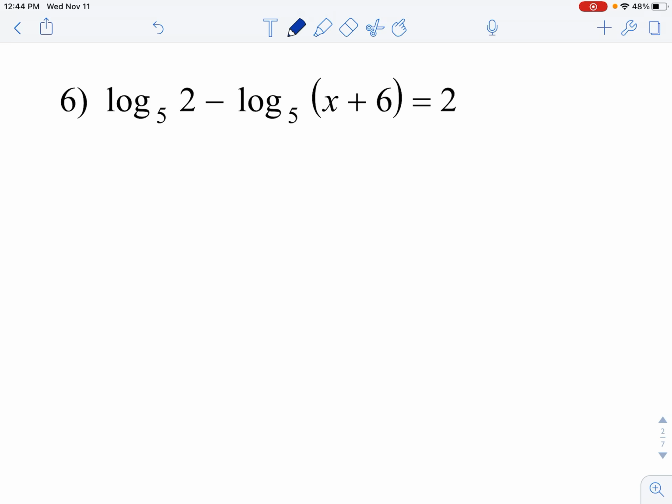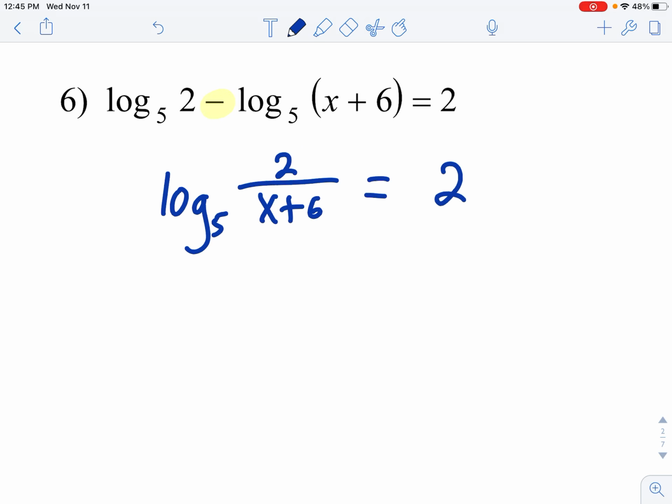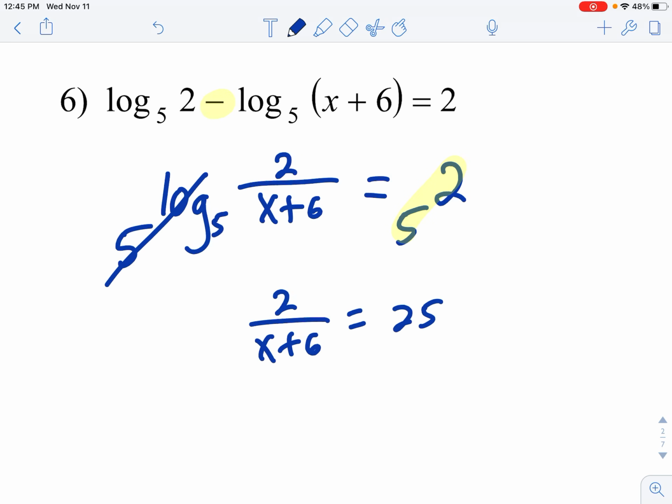So, number 6, log base 5 of 2 minus log base 5 of x plus 6 equals 2. I can condense these two logarithms using the quotient property. Log base 5 of 2 over x plus 6 equals 2. To cancel out that logarithm, I need to drop a base 5, and do that over here, which cancels those out. 2 over x plus 6 equals 5 squared. 5 squared is 25. Now, how do you solve this?